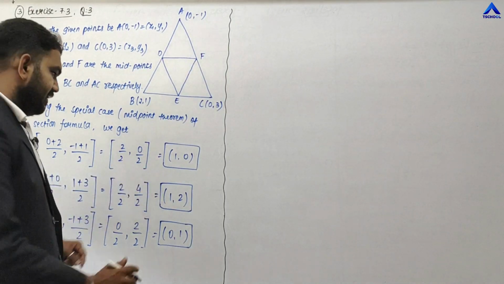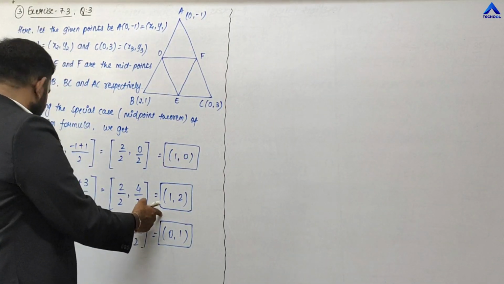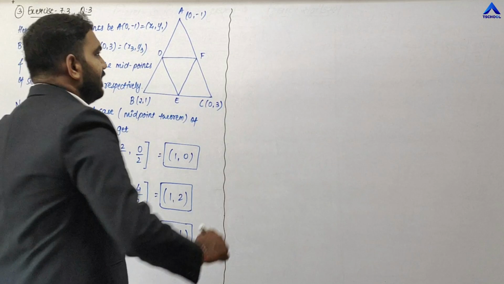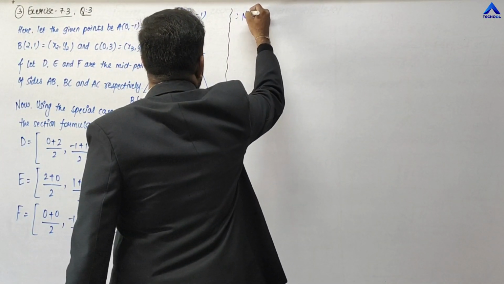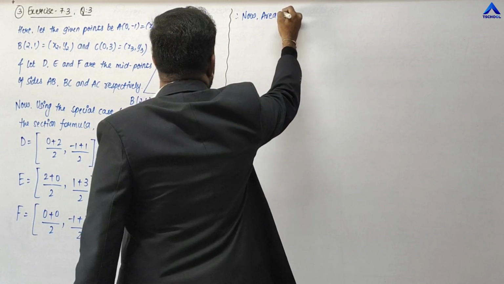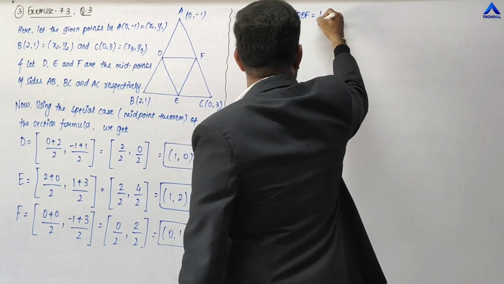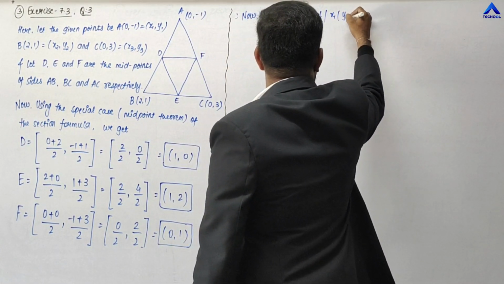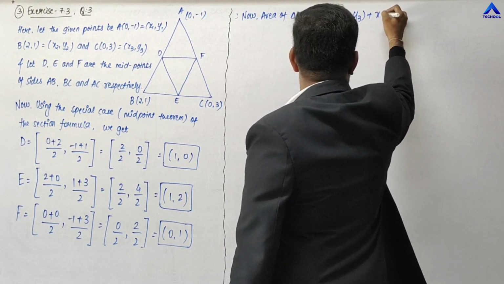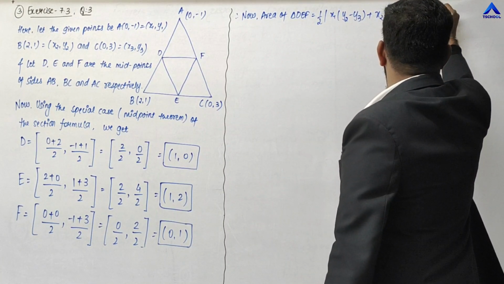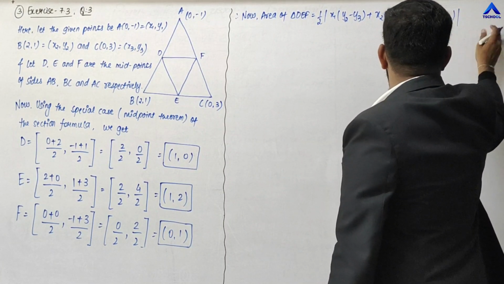This is the coordinates of D, the first one. This is the coordinates of E and this is the coordinates of F. Now what we require is, first of all we will find out the area of triangle DEF, then we will find out the area of triangle ABC and then their ratio. Therefore now, area of triangle DEF, using the formula half into x1 into (y2 minus y3) plus x2 into (y3 minus y1) plus x3 into (y1 minus y2).